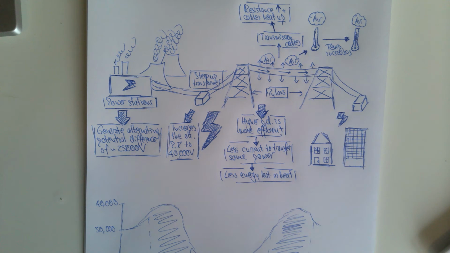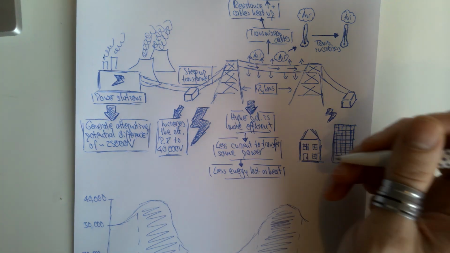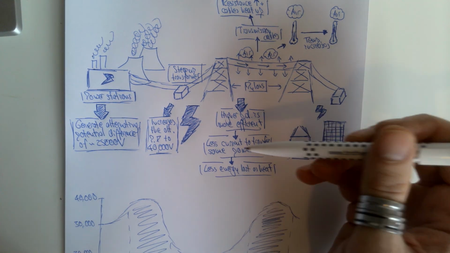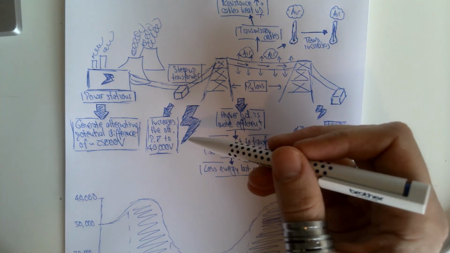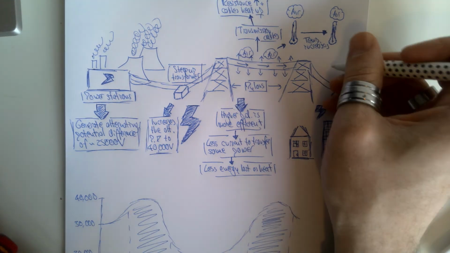So it goes through these pylons, through these transmission cables until it reaches homes, schools, tower blocks, all sorts that require that energy. But obviously, it's too dangerous. The energy is too dangerous at 40,000 volts to be transmitted straight into our homes. So, before it actually can be used, it has to go through a step-down transformer.